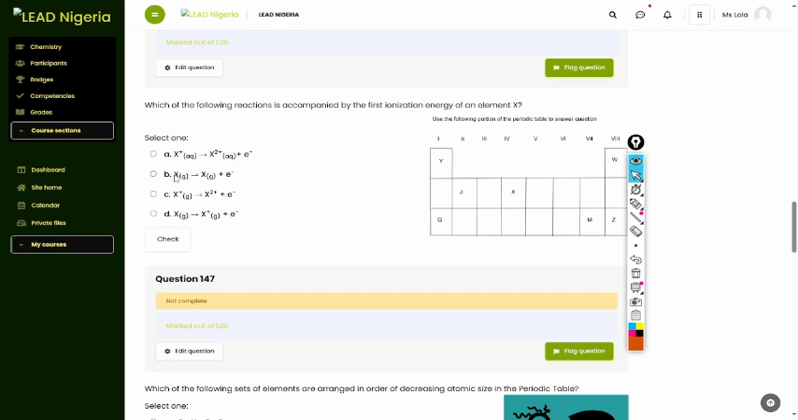It would mean that the neutral atom X loses an electron to form X+. So B cannot be the answer, because if X is neutral and it loses an electron, the X in the product is also neutral. So the best answer is D, because X on the left hand side is neutral. Then when it loses an electron, it becomes X+. So the answer is D.